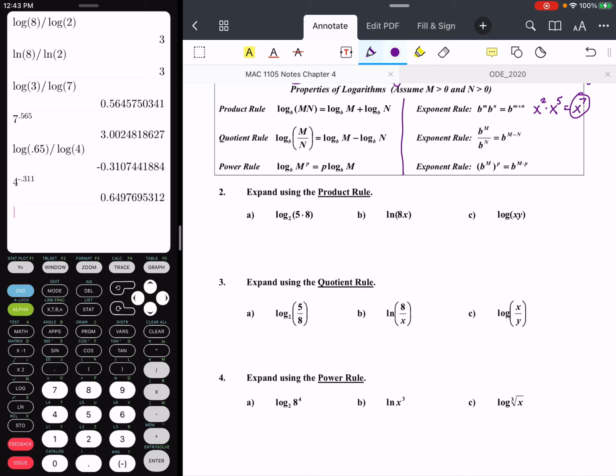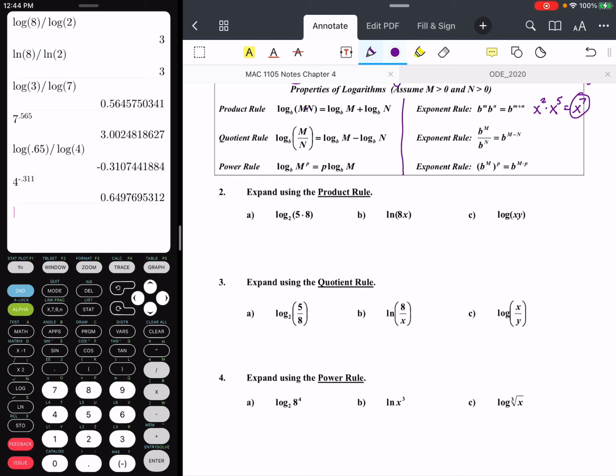So the product rule says log base b of a product m times n, you can write the little product in there to remind you if you want, log base b of m times n is equal to log base b of m plus log base b of n. So just like we added the 2 plus 5, we can add these two logs together. We're adding our exponents on the right, we're adding our logs on the left because logs are exponents.